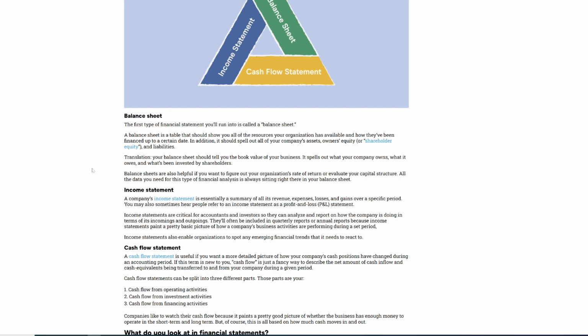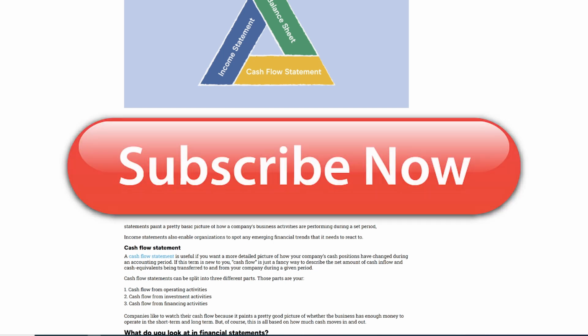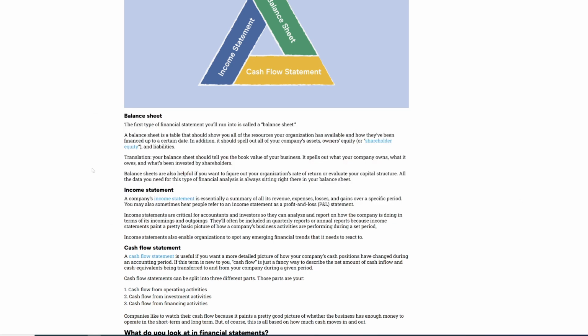A company's income statement is essentially a summary of all its revenue, expenses, losses, and gains over a specific period. Now, we've all seen those charts, especially whenever we're talking about stocks and bonds. It'll go up, it'll go down. It'll go up, it'll go down. That's similar to what an income statement is. Okay? Income statements are critical for accountants and investors so they can analyze and report on how the company is doing in terms of its incomings and outgoings.